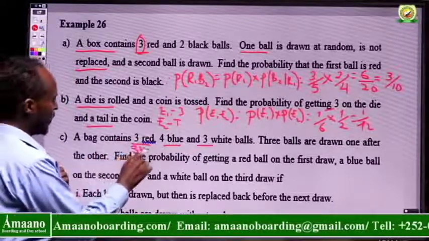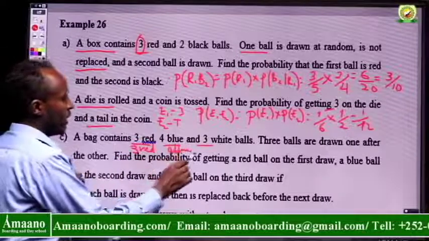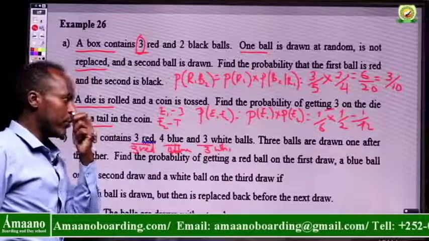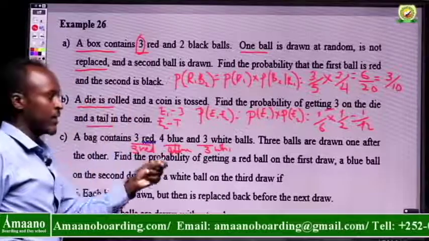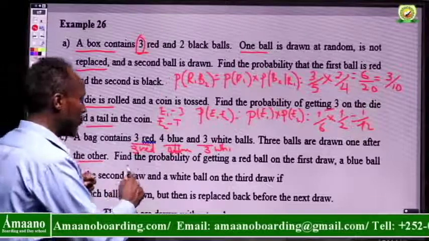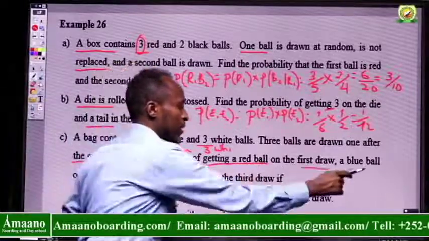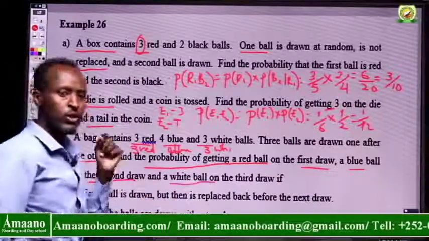We have 3 red, 4 blue, and 3 white balls. 3 balls are drawn at random. A ball is selected, and again another one is selected, and a third one is selected, one after the other. We are asked to find the probability of getting a red ball on the first draw, blue on the second draw, and white on the third draw.